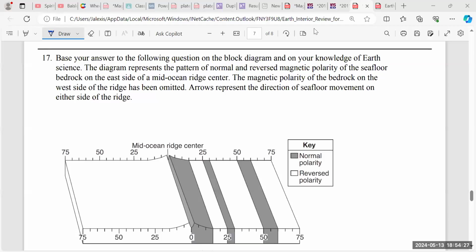Number 17, it says, base your answers to the following questions on the block diagram and all your knowledge of earth science. The diagram represents the pattern of normal and reverse magnetic polarity of the seafloor bedrock on the east side of a mid-ocean ridge center. The magnetic polarity of the bedrock on the west side of the ridge has been omitted. Arrows represent the direction of seafloor movement on either side of the ridge.